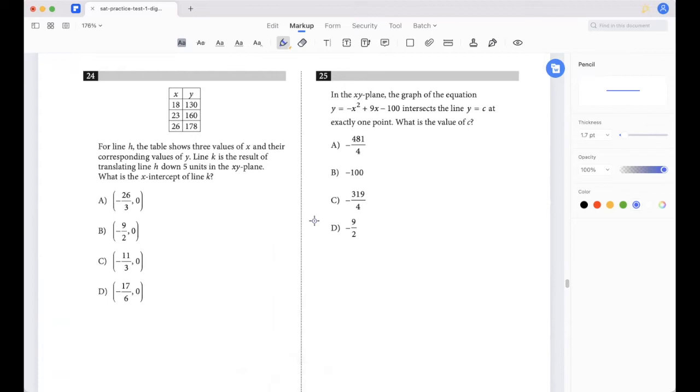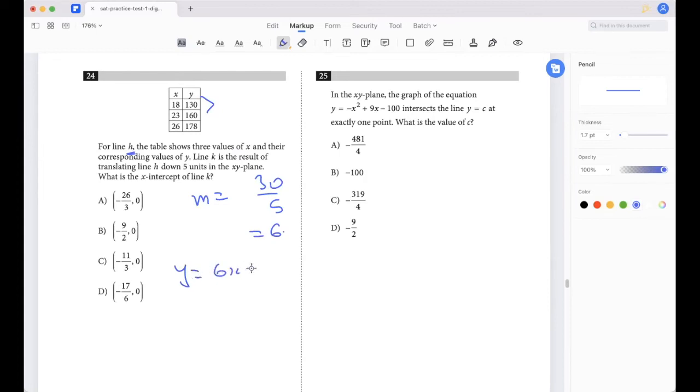For line H, the table shows 3 values of X and their corresponding values of Y. Line K is the result of translating line H down 5 points in the XY plane. What is the X-intercept of line K? Okay, so we are trying to find the X-intercept, right? So let's first find the equation of line H, right? So the slope is, using these 2 points, 30 by 5, so it's 6.